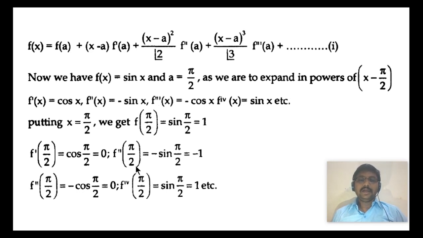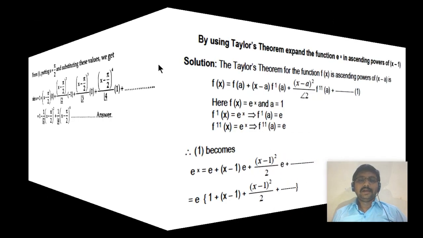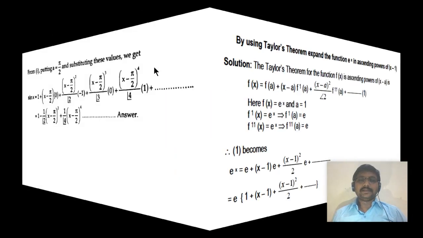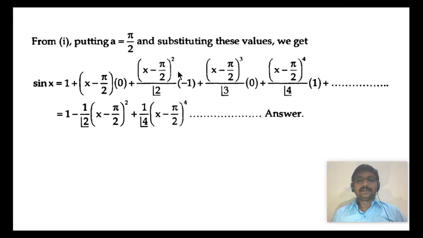at pi by 2. Now substituting all these functional values in equation 1, we will have the expression like this. So it is the required expansion of sin x in powers of x minus pi by 2. Clearly the powers increase here. It is the required expansion of sin x in powers of x minus pi by 2, which is the required answer.